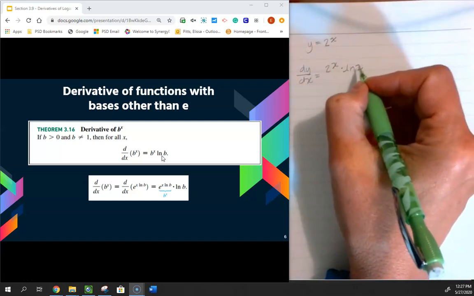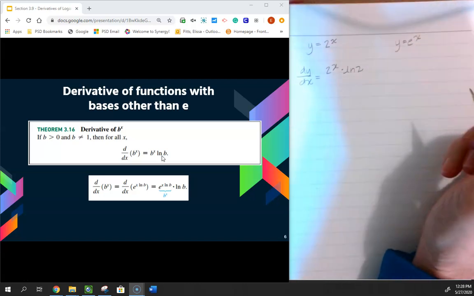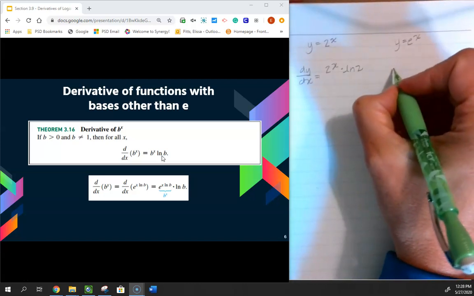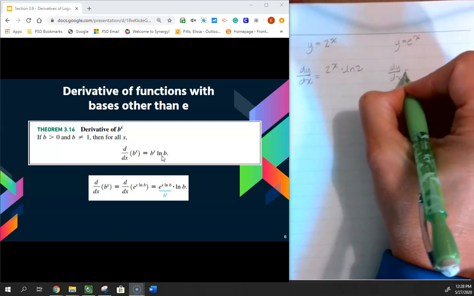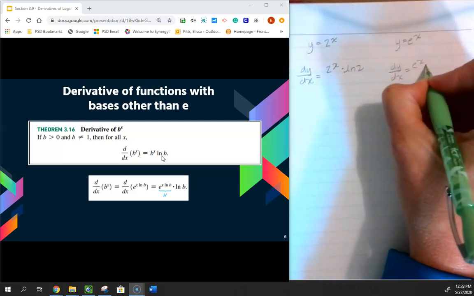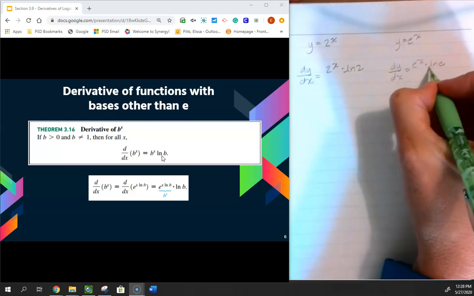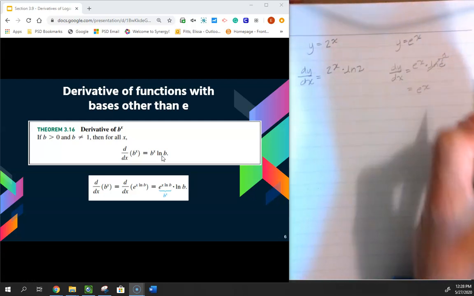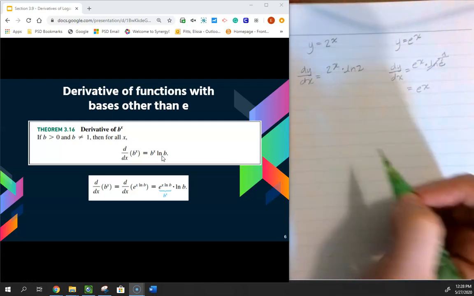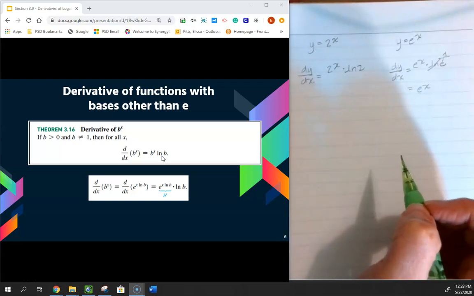This works for any base, even if we have y equals e to the x, which we know the derivative of y equals e to the x is e to the x. But using this theorem, we get e to the x times the natural log of that base. But the natural log of e is just 1, so this is e to the x. So this theorem works for any base. Let's see where that theorem comes from.